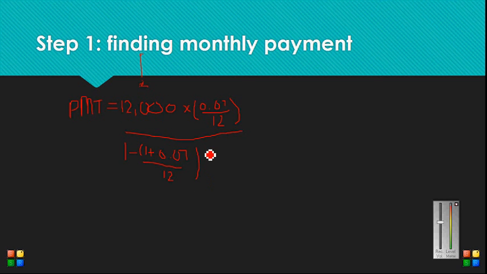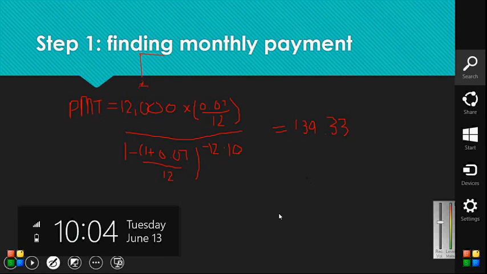That's in parentheses. And then you would have negative 12 times 10. You have negative 12 because that's the number of months in a year, and then you would multiply that by 10 years. So that on your calculator should equal out to 139.33. So your monthly payment would be $139.33.